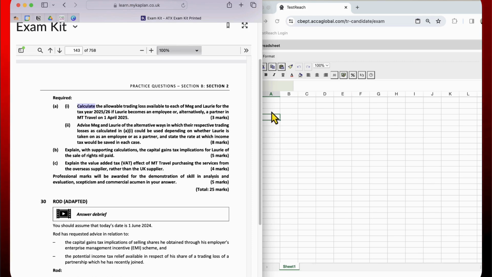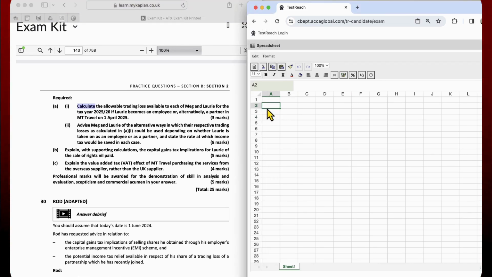We're only being asked to calculate, therefore there are no marks available for explanations, so we shouldn't waste any of our time with that. Even though it's only for 3 marks, I would still do a little plan at the beginning. Just take a wee minute to pull out the key things in my answer. So it's calculate, that's all I'm being asked to do.